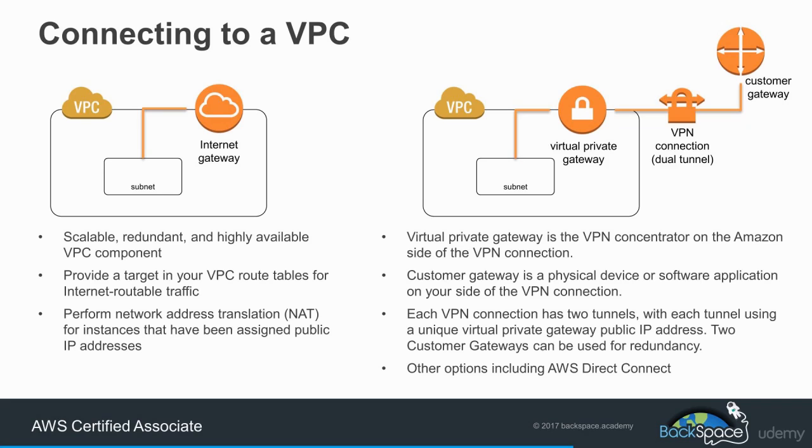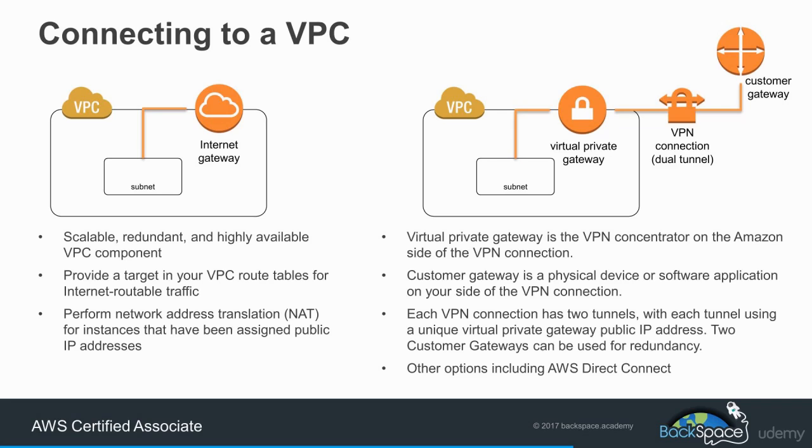It provides a target in your VPC route tables for internet routable traffic. And it also performs network address translation from instances that have been assigned a public IP address. So it routes that traffic through to those instances.